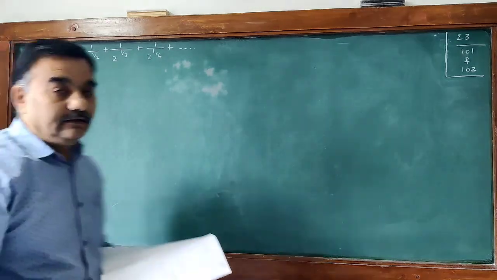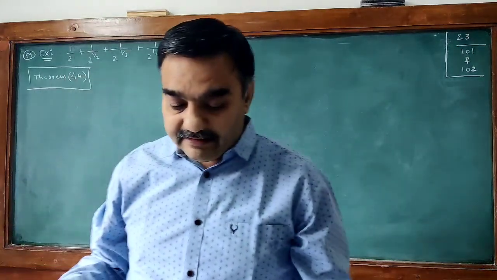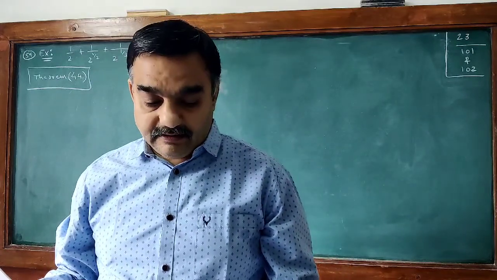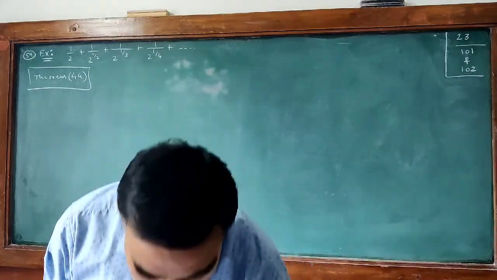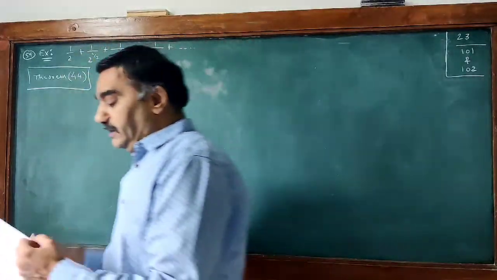Read the statement. Sigma an with positive terms is convergent, then nth term tends to 0. So we start to prove it.